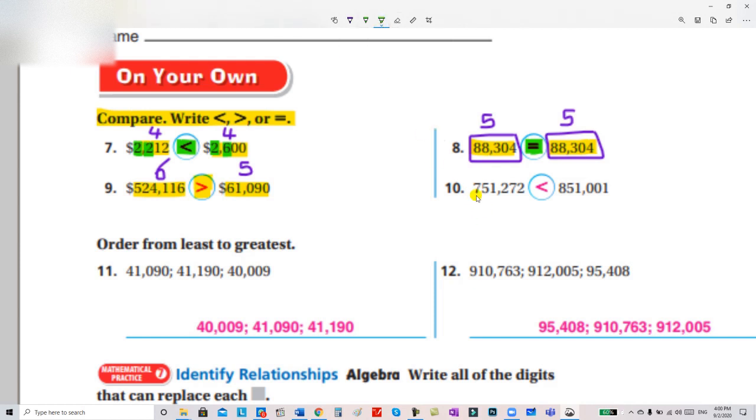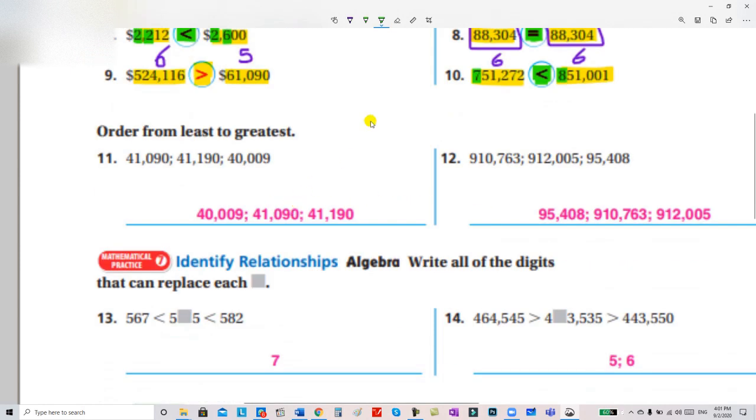We have here this number and this number. We want to compare between them. First of all, count the digits. 1, 2, 3, 4, 5, 6 digits. And we have here 1, 2, 3, 4, 5, 6 digits as well. Let's move to the next step, comparing the left digits. We have here 7 and we have here 8. So which is greater, 8 or 7? Of course 8, like that.